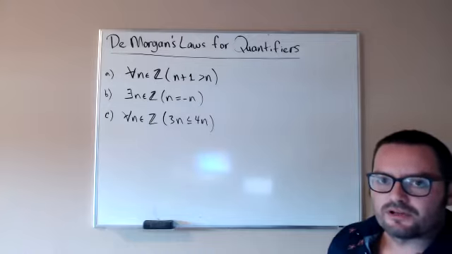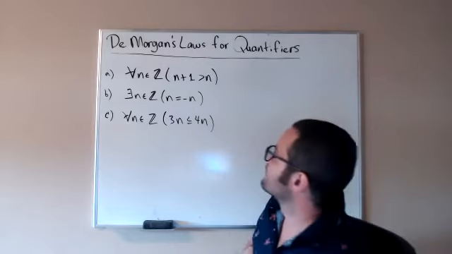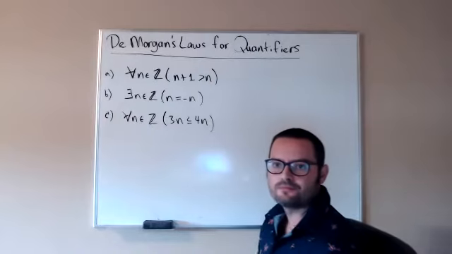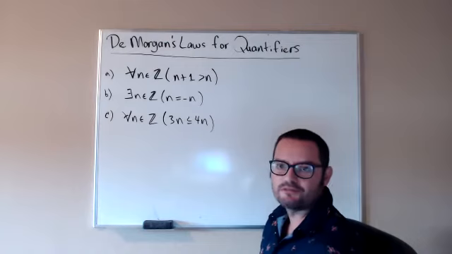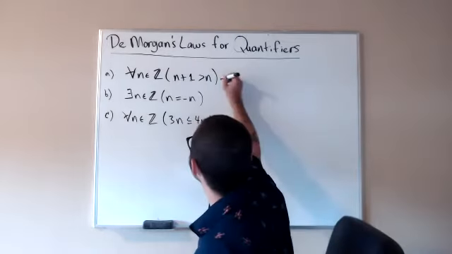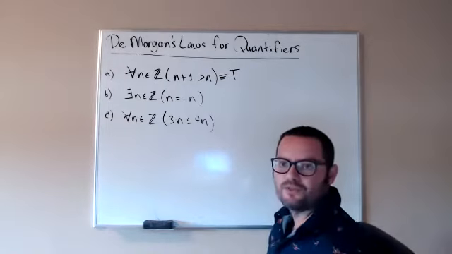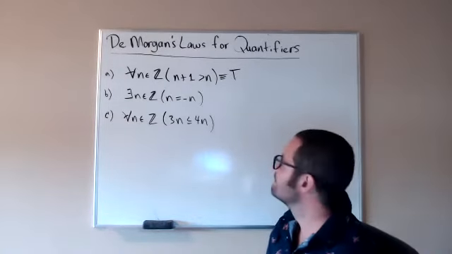Okay, so what about part A? Is part A true or is it false? For every integer n, n plus 1 is greater than n. True, right? So this statement holds for every integer. If you add 1 to an integer, you get a larger integer. Okay?